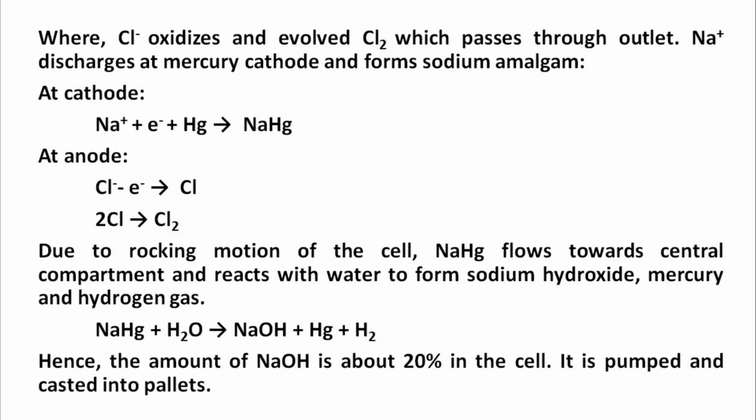Due to the rocking motion of the cell, the amalgam NaHg flows towards the central compartment and reacts with water to form sodium hydroxide, mercury, and hydrogen gas as shown in the reaction. Hence, the amount of sodium hydroxide NaOH is about 20% in the cell. It is pumped and cast into pellets. In this way we can manufacture sodium hydroxide by Castner Kellner process.